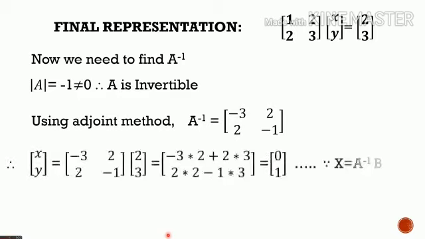Since we have X equal to A inverse B, so we get this matrix of variables equal to matrix 0, 1. Considering equality of two matrices, we get X equal to 0 and Y equal to 1.